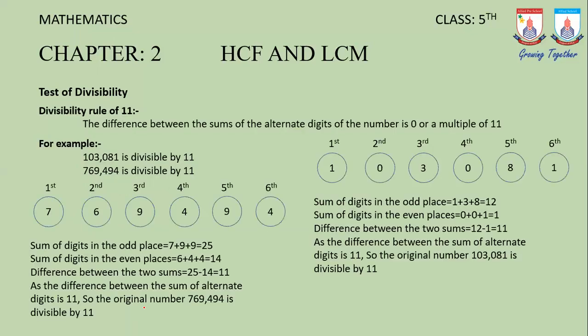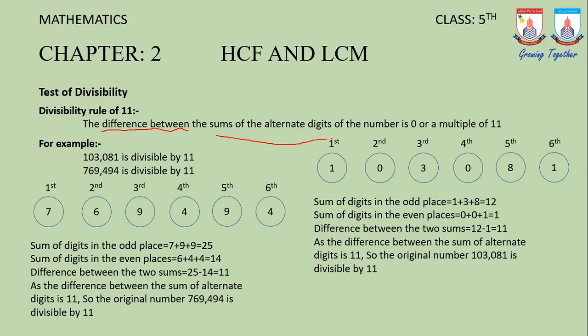In these two examples, you will almost clear your concept because these are 6-digit numbers. The divisibility test of 11 says that the difference between the sums of alternate digits of a number is 0 or a multiple of 11.